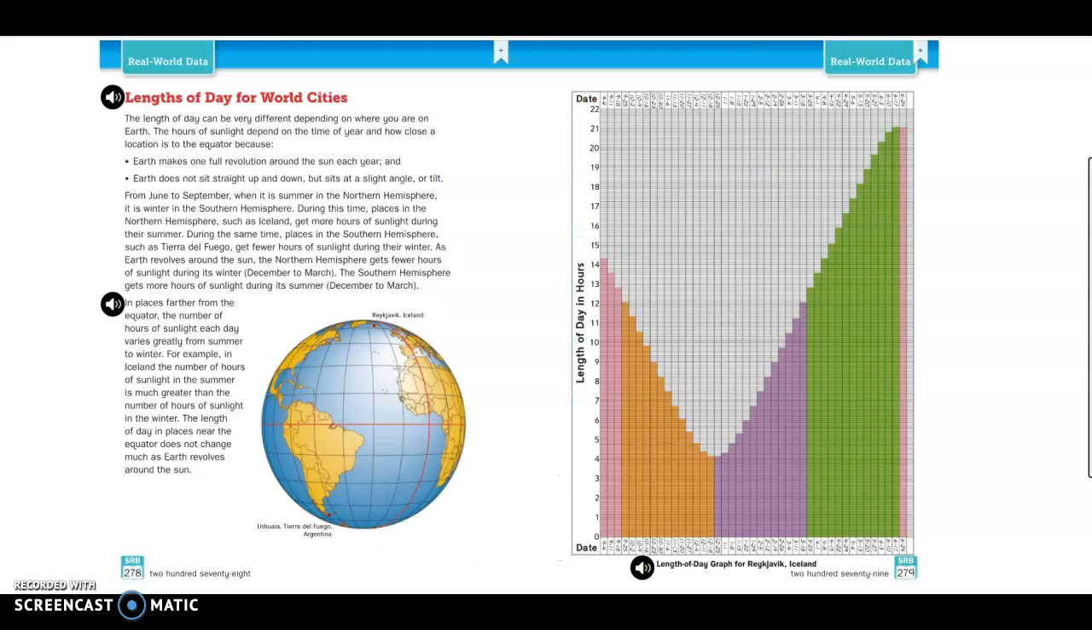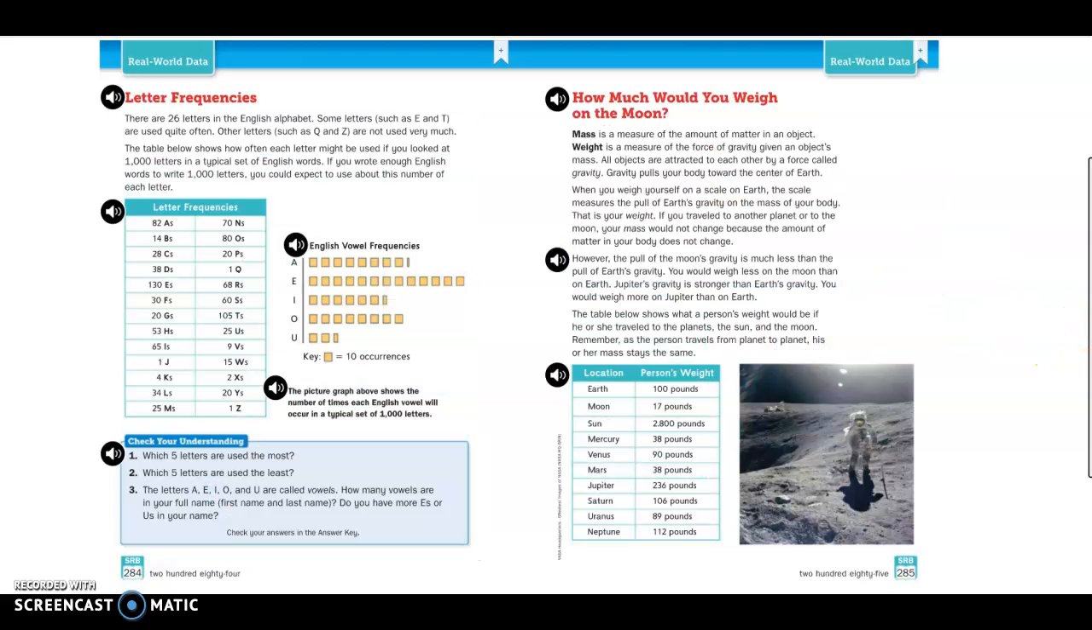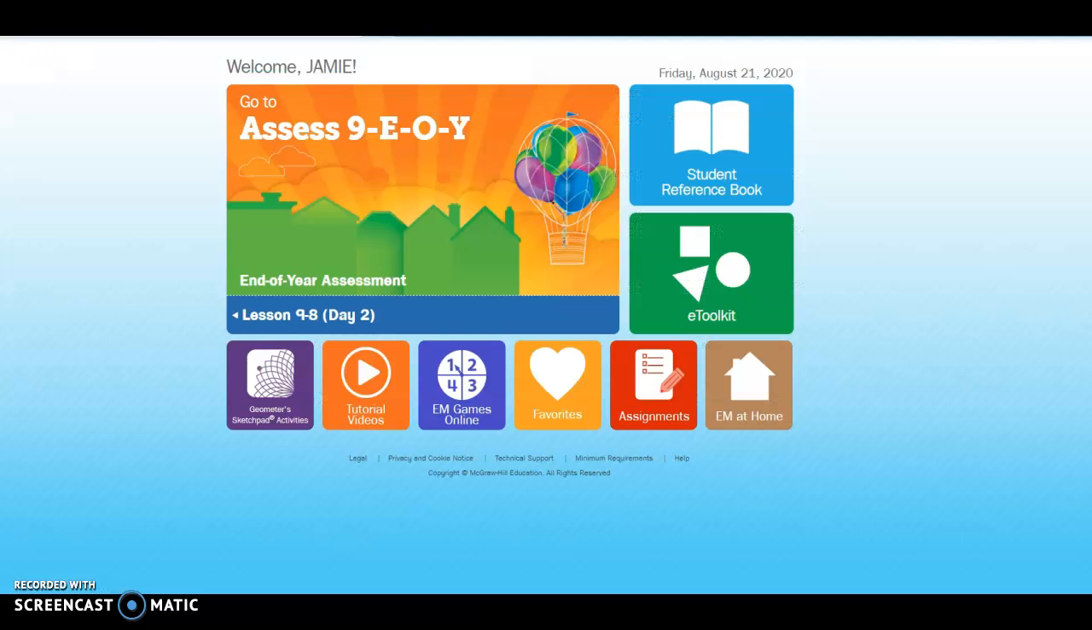So that might be some pages. We're also going to talk about length of day, so you might want to take a look at that page. And then we've got train schedules and airline schedules. Did you know that all of this is using your math skills in the real world? So we may need to use these pages. So it's good for you to take a look at the student math reference book today.